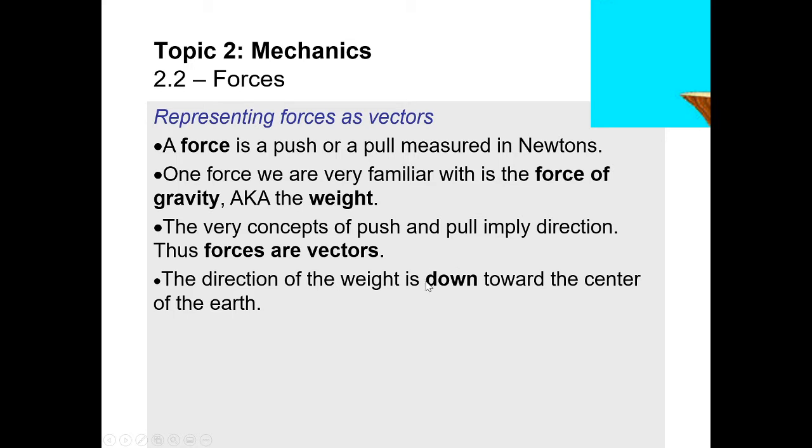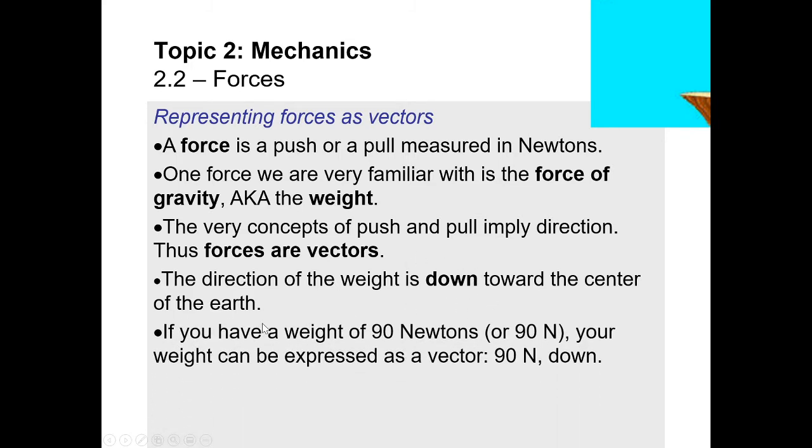Now, the direction of the weight, we always draw it as going straight down towards the center of the Earth, hence towards the center of mass. So if you have a weight of 90 newtons, or abbreviated as 90 N, your weight can be expressed as a vector. So you have your magnitude of 90 newtons, and of course the magnitude has to come with a unit, and then there's your direction, down.